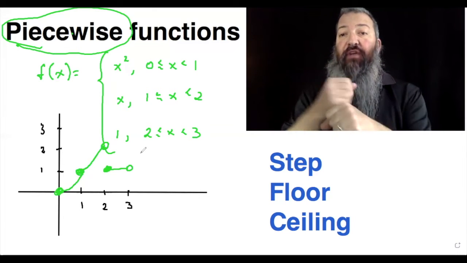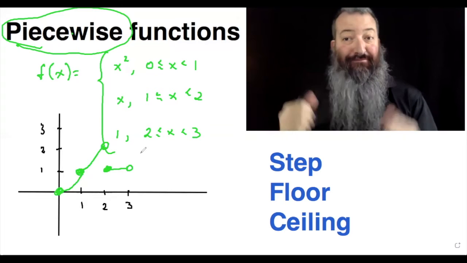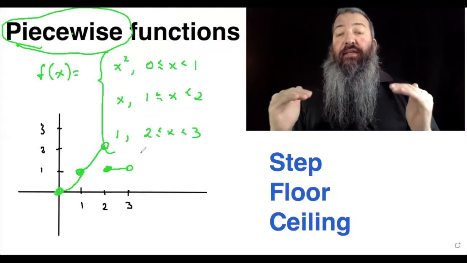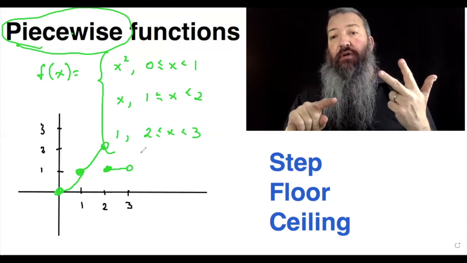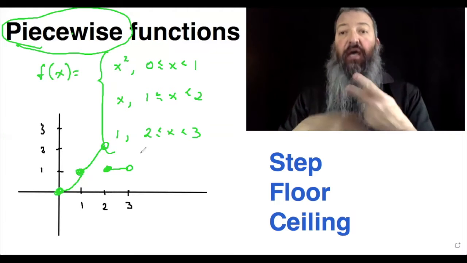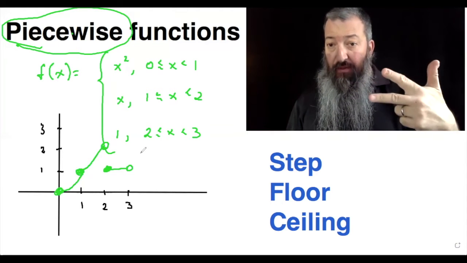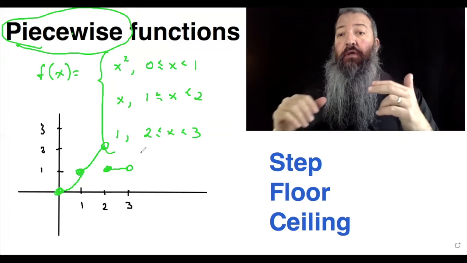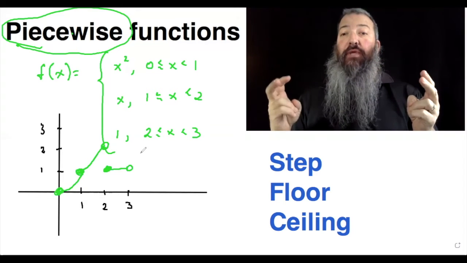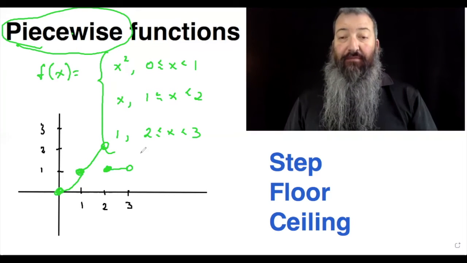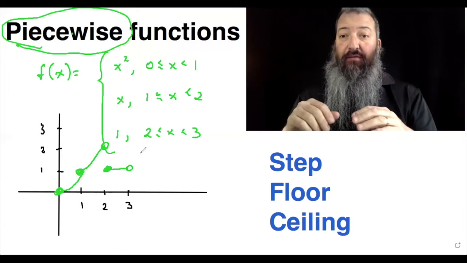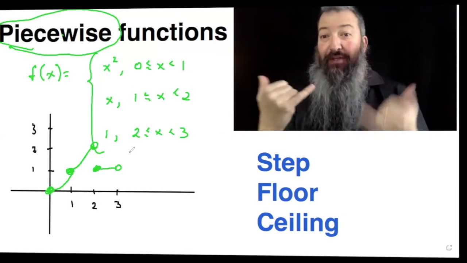Sometimes you'll see it abbreviated piecewise. Next, I have 3 examples of types of piecewise functions. There's a step function, a floor function, and a ceiling function. And I'll show you what they look like now.